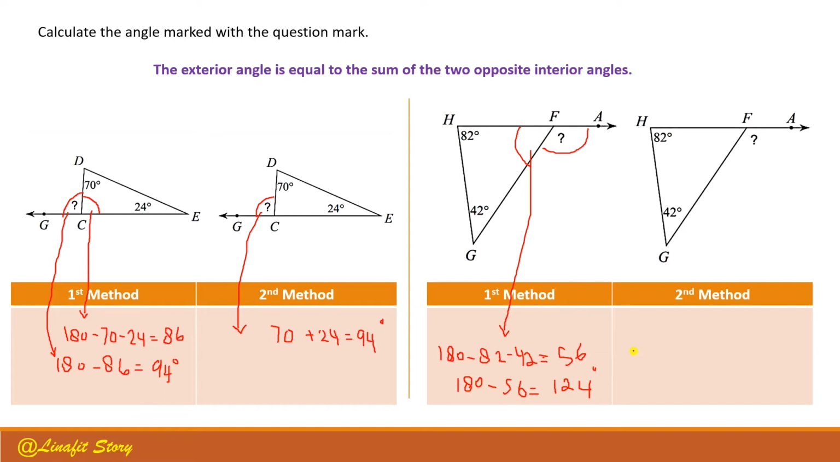And then the second method is, remember, the exterior angle AFG is equal to the sum of the two opposite interior angles. So 82 plus 42 is equal to 124 degrees.